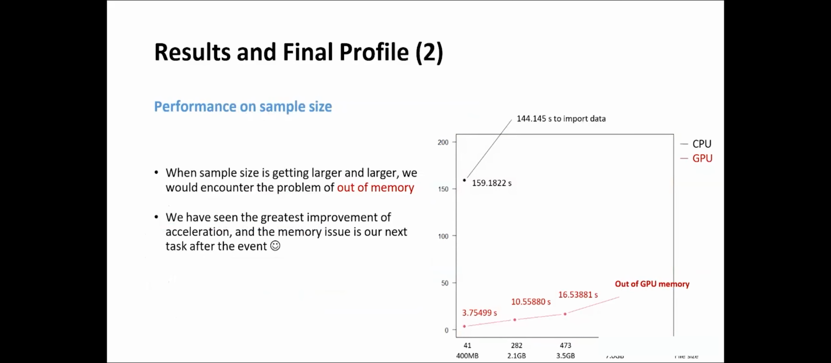And the other thing is that because the genetic data are large, when the sample size gets larger, we could encounter out of memory problems. So we also examined how the computation time changes as we increase the data numbers. As you can see here, the GPU again shows significantly decreased computation time in contrast to using the CPU. And trying to improve the memory issue is what we are trying to do next.